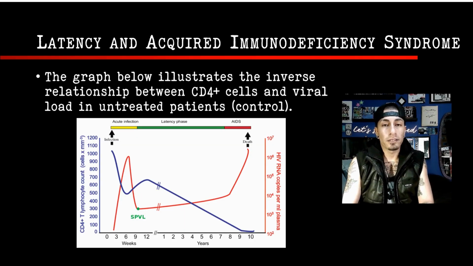The graph below illustrates the inverse relationship between CD4 plus cell count in blue and viral load count in red in patients who do not undergo treatment. So this is the basic shape that the life cycle of HIV would have if someone just refused medication. And at the very top, you see a bar that goes across it that has a yellow, a green, and a red section. The yellow section is all I've been talking about so far. This is where seroconversion happens.